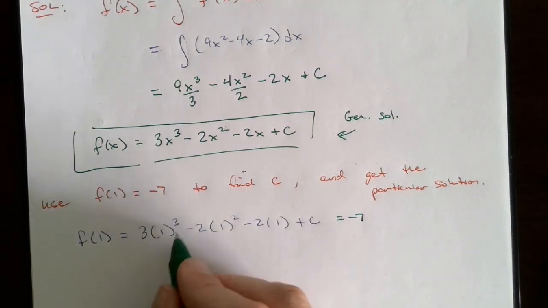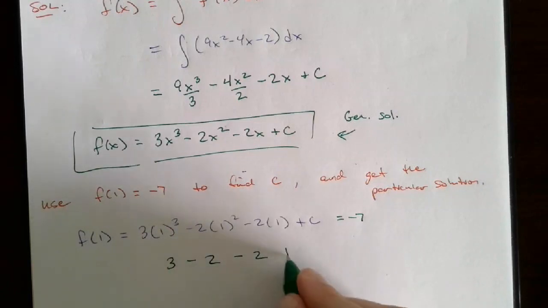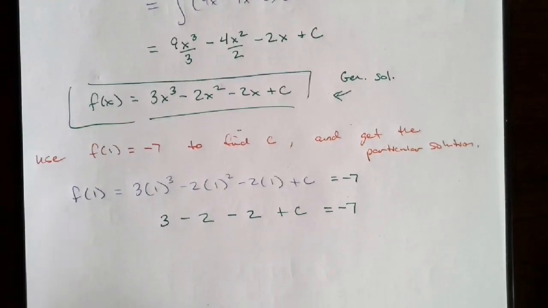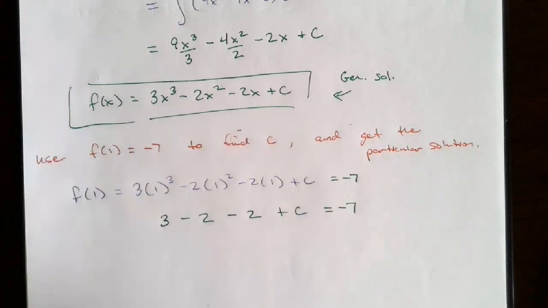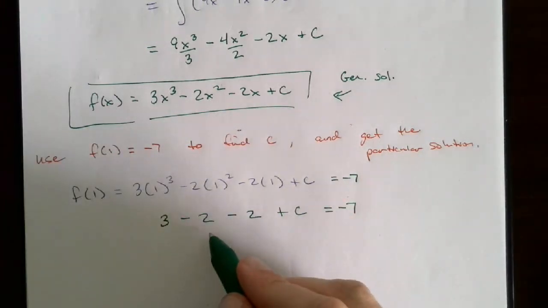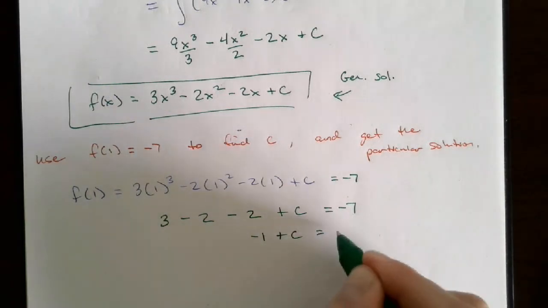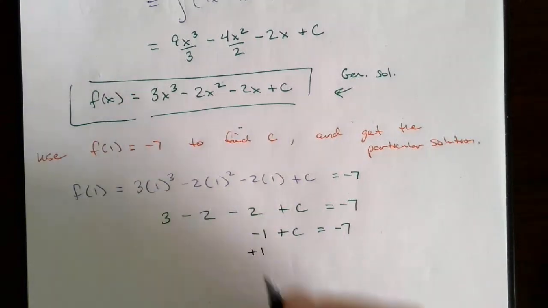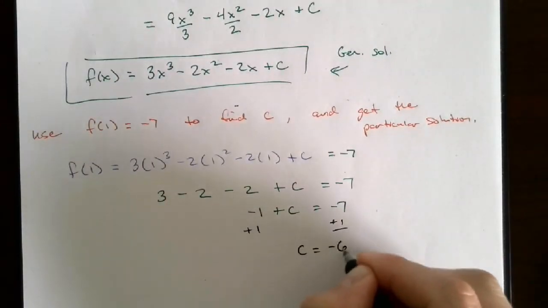Well, what's that give me? 1 cubed is 1, so it's just going to be 3 times 1 is 3, minus 1 squared is 1, so minus 2, minus 2 times 1 is minus 2, plus c equals negative 7. What I'm trying to do is solve for c. Make sure you understand that the x value gets subbed in and it's equal to the y value. So 3 minus 2 gives me 1, 1 minus 2 gives me negative 1, plus c equals negative 7. Then we add 1 to each side and we end up with c equals negative 6.